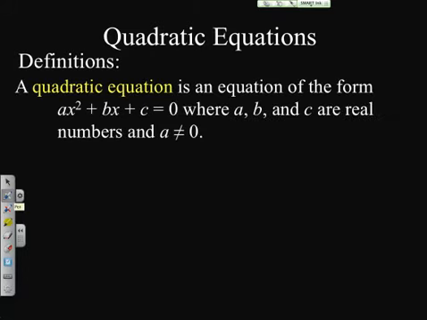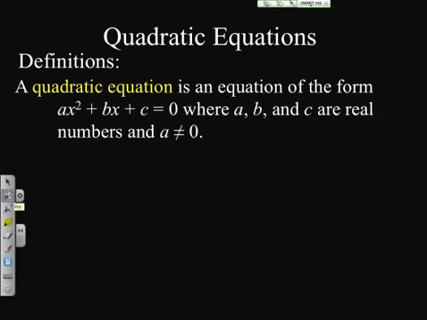A very useful property for us when we are dealing with quadratic equations, or really any polynomials, is what is called the zero product property. And this is something you guys have used for years, whether you realize it or not. If you have two values, a and b, that are multiplied together and the answer is 0, we know that's only true if one of them is 0.